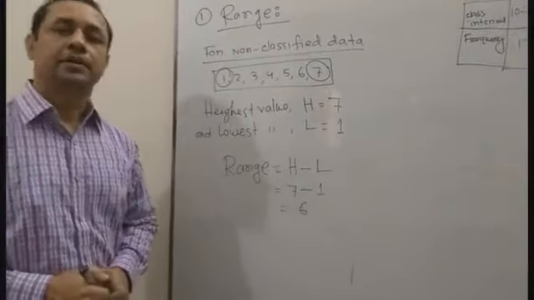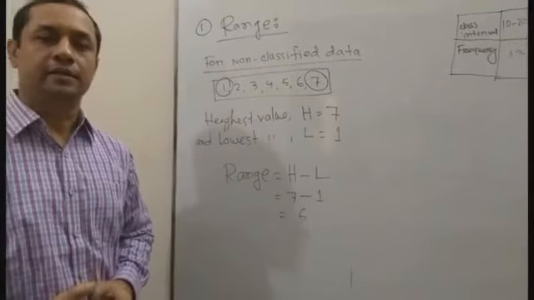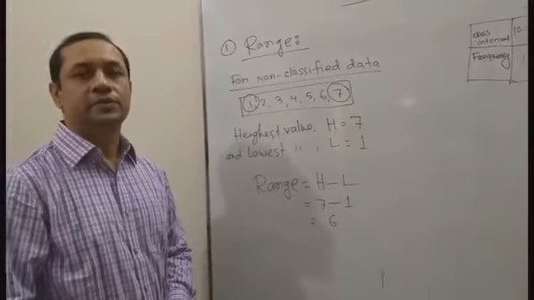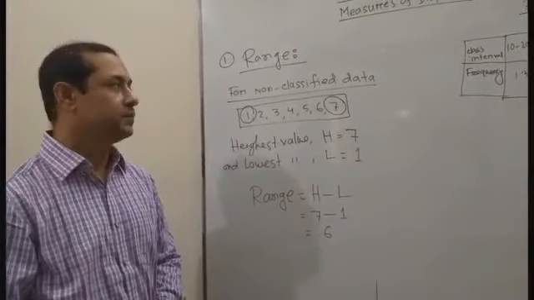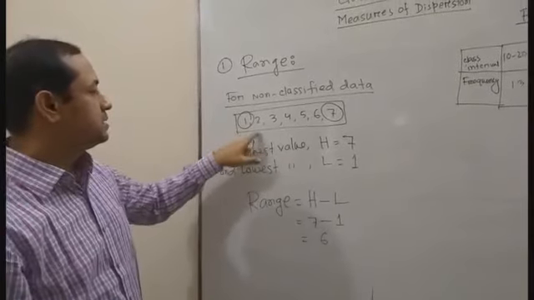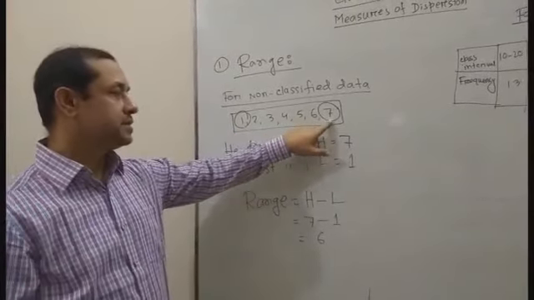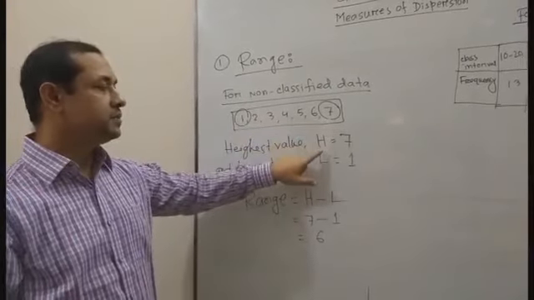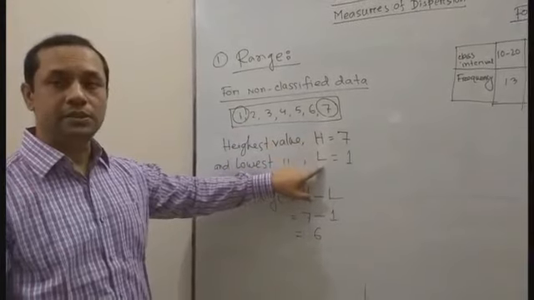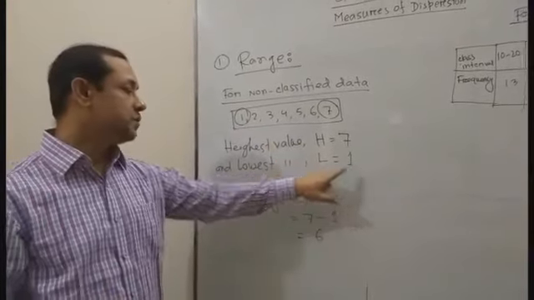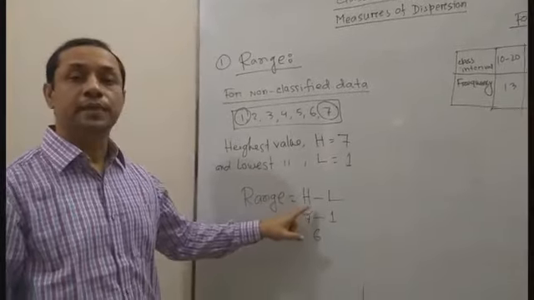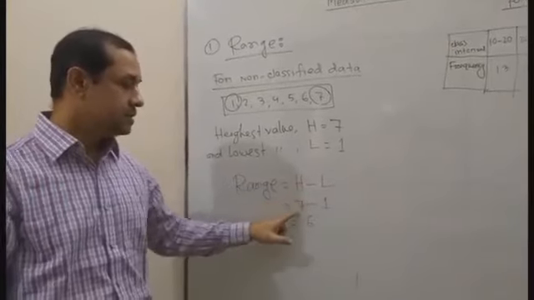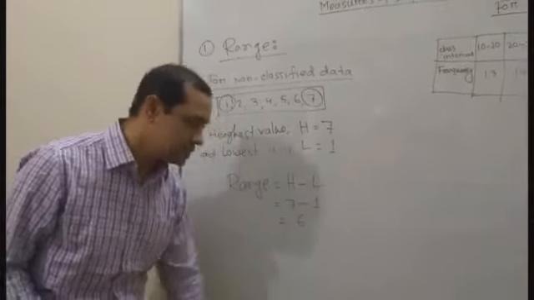Again, what do you mean by range? It is the difference between highest value and lowest value. Now this is 1, 2, 3, 4, 5, 6, 7. Here highest value is 7 and lowest value is 1. Highest value is denoted by H and lowest value by L equals 1. So we know that range equals H minus L. Putting H is 7, L is 1, 7 minus 1 equals 6.